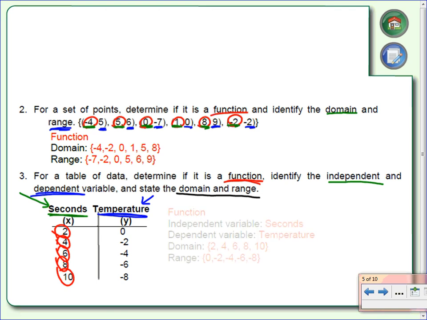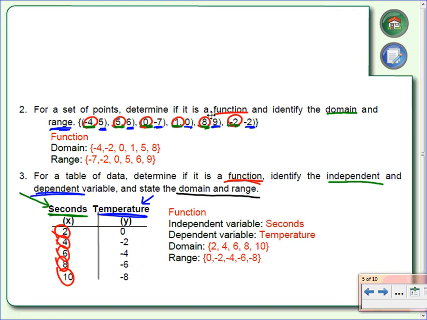So when it's all said and done, here's the answers we have. We've got a function. Independent is the seconds. Dependent is the temperature. Domain are the x's. That's the 2, 4, 6, 8, and 10. And the range, those are the y values. That's the 0, the -2, the -4, the -6, and the -8. That's number 3.